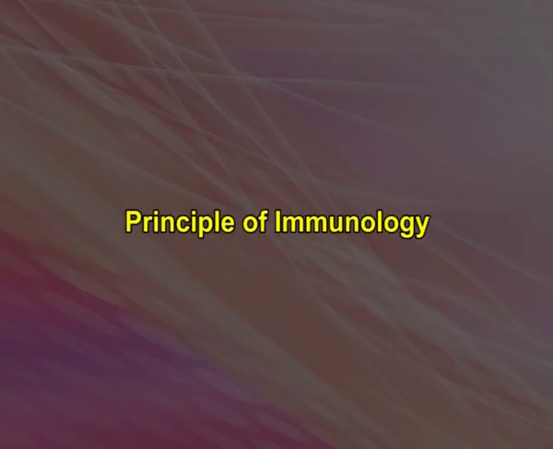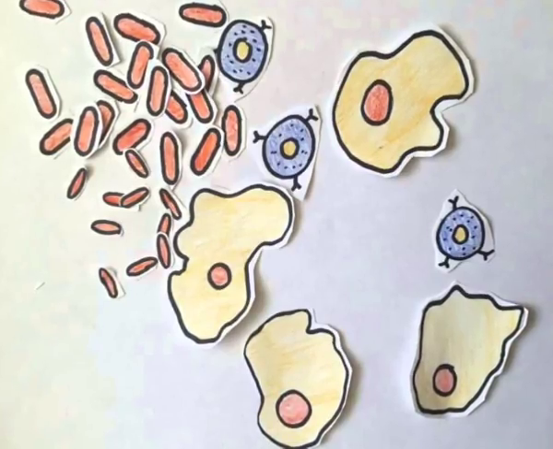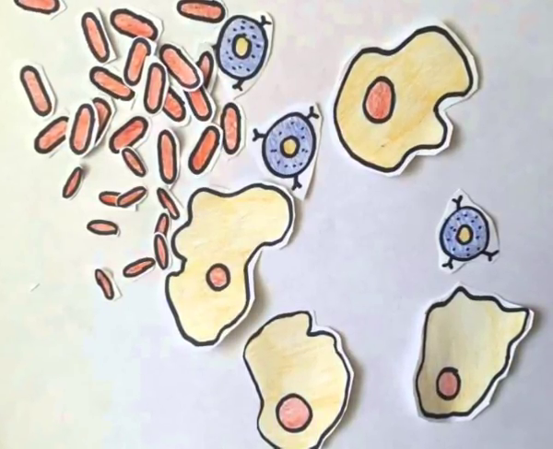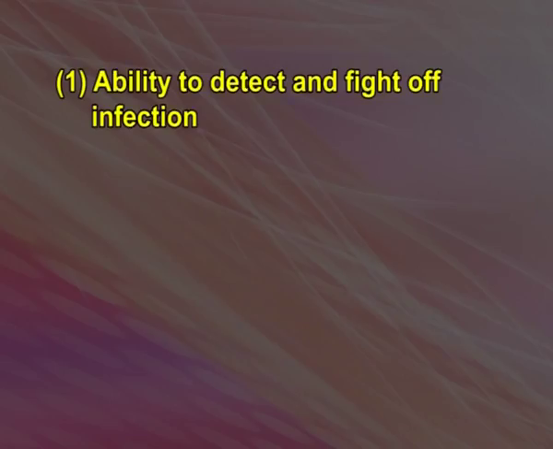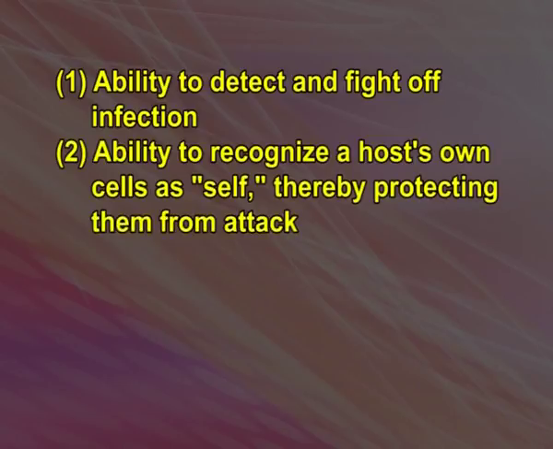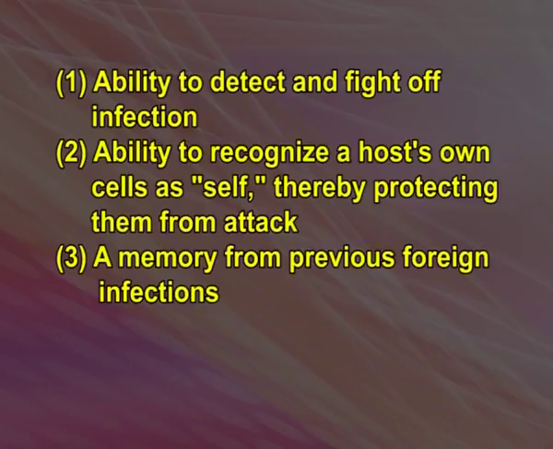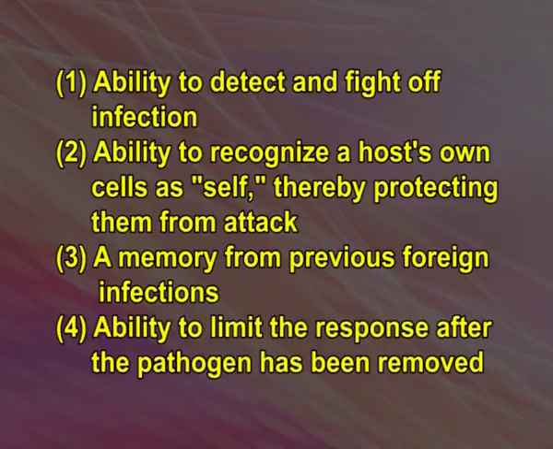Principle of Immunology. The immune system, composed of innate and acquired immunity, allows an organism to fight off foreign pathogens. Healthy immunity accomplishes 4 essential principles. Number 1, ability to detect and fight off infection. Second, ability to recognize a host's own cells and self, thereby protecting them from attack. Number 3, a memory of previous foreign infections. And number 4, ability to limit the response after the pathogen has been removed.